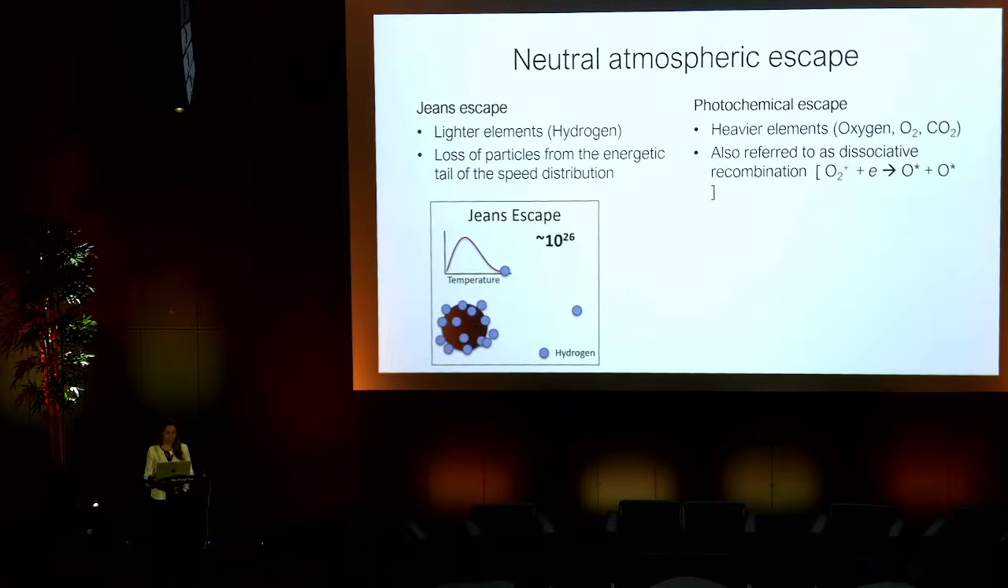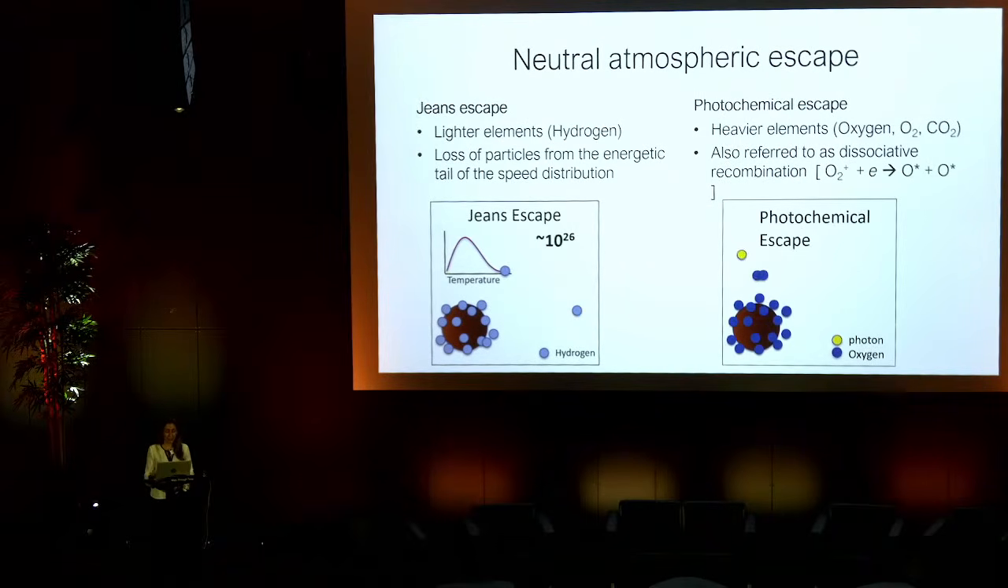Photochemical escape. Here, you've got that photon. It breaks up, right, the O2. I'm oversimplifying the process, but through collisions, then all of a sudden, one of those neutrals can actually escape in an excited state. It's energized past the escape velocity, and it can escape.